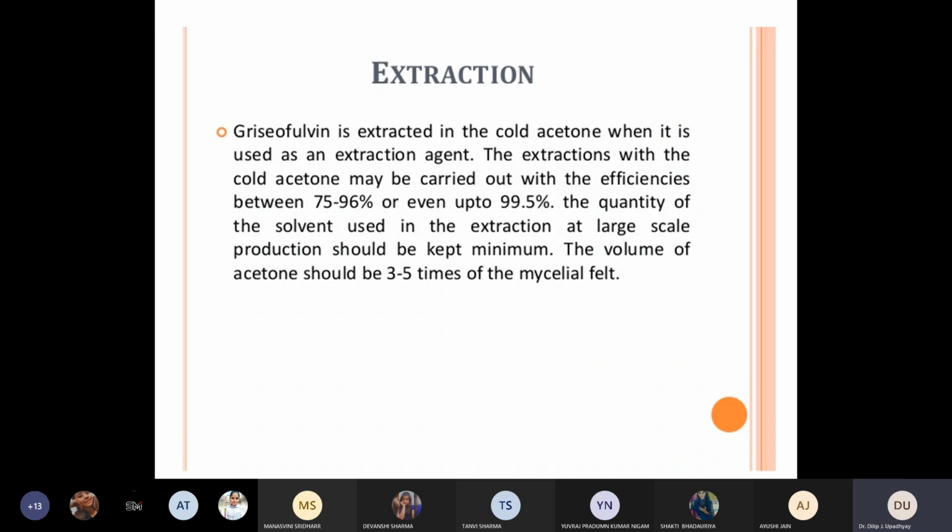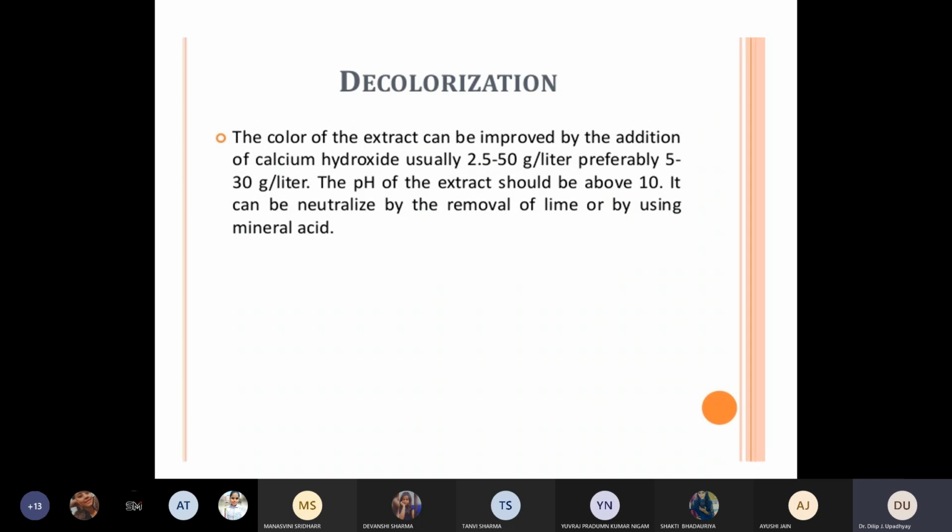Yeah, because that much wastage is less. So the first step is filtration, the second step is extraction, the third step in this is decolorization. The color of an extract can be improved by addition of calcium hydroxide. In griseofulvin production we add calcium hydroxide after this filter extraction, because the acetone extraction comes out looking like a tar.